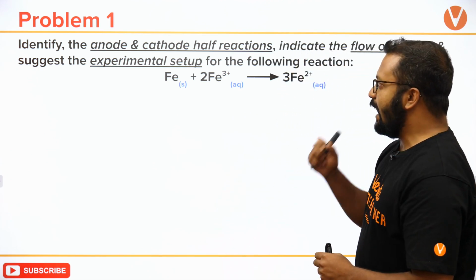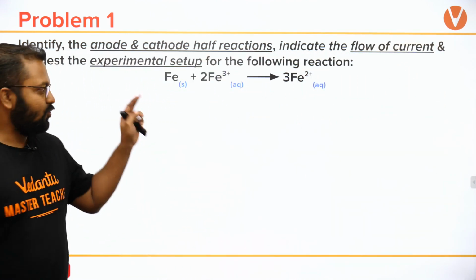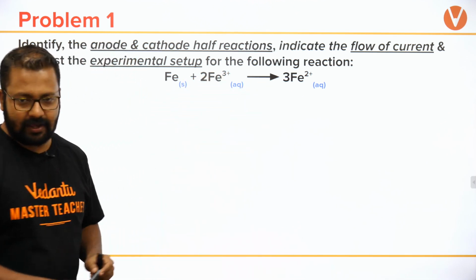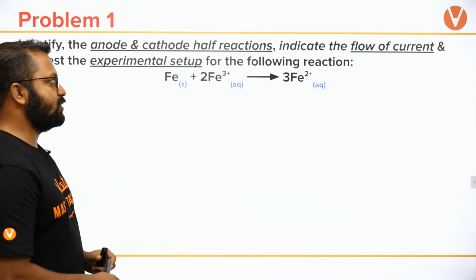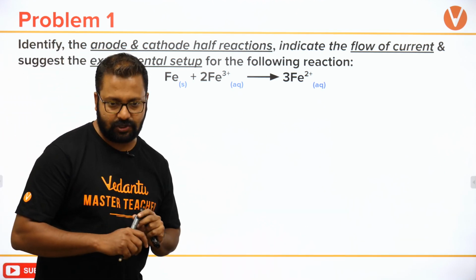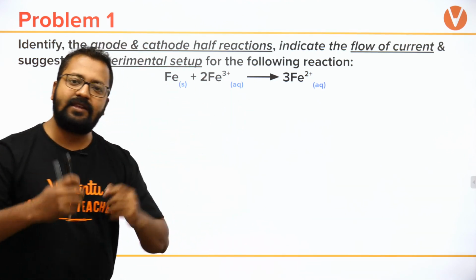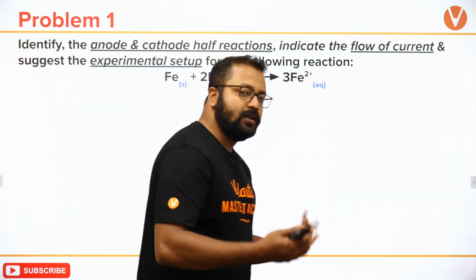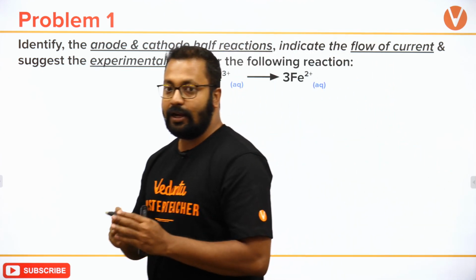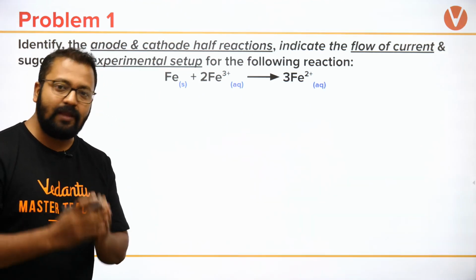The problem is: identify the anode and cathode half reactions. Look at the question. You're seeing that Fe solid, Fe3+ aqueous and Fe2+ aqueous are given. Anode and cathode half reactions indicate the flow of current and suggest the experimental setup for the reaction. If I want to observe this reaction in a galvanic cell, how would it look? I'll solve this question for you guys. It's a very simple question but a very beautiful one.